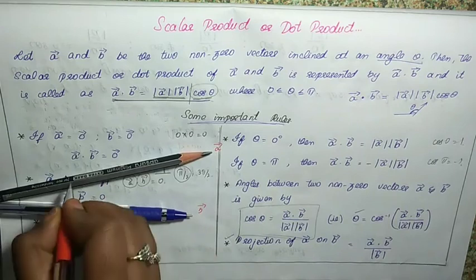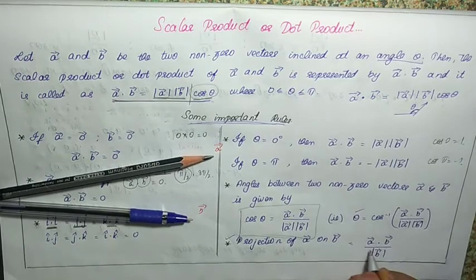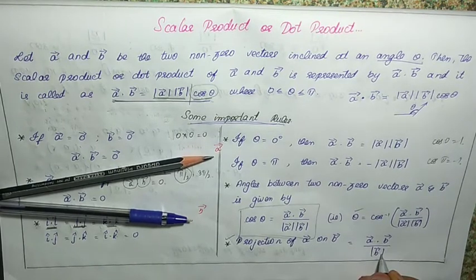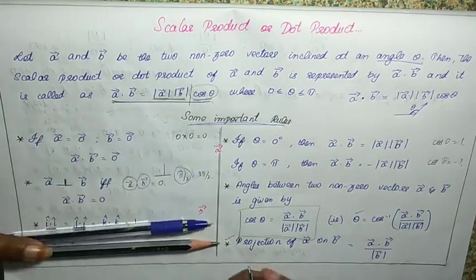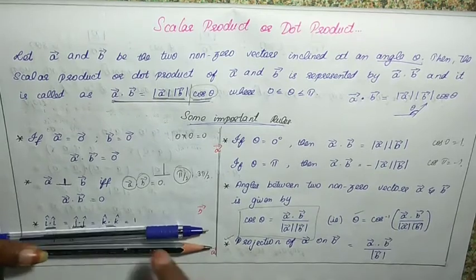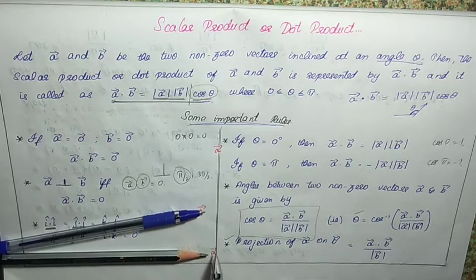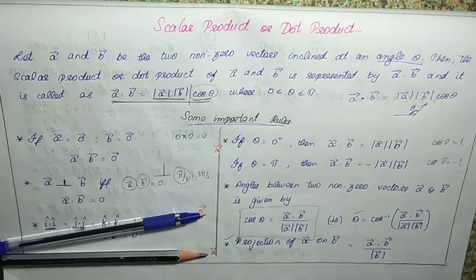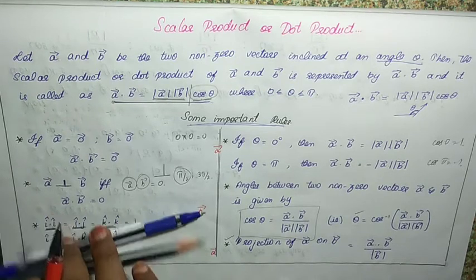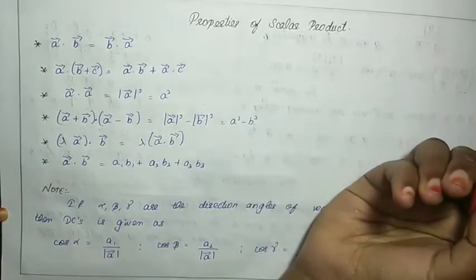So I've considered this as b vector and this as my a vector. Projection of a on b is given by the formula a vector dot b vector divided by mod of b vector. Now consider this is my a vector and my b vector is projecting like this. What will be the formula then? a vector dot b vector divided by mod of a vector. That is the only difference. I hope you are clear with this now, the projection of two vectors.